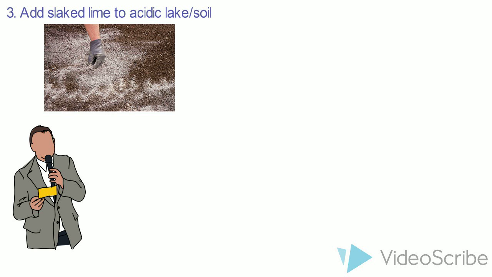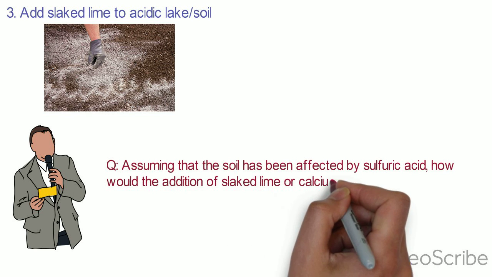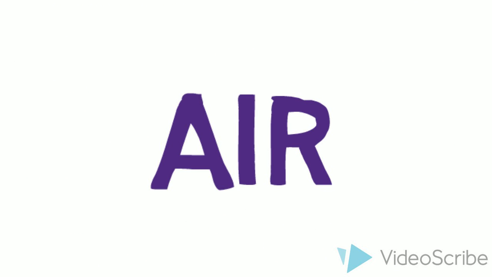So right now I have a question for you. Assuming that the soil has been affected by sulfuric acid, how would the addition of slaked lime or calcium carbonate help? Construct a balanced chemical equation for the reaction that is involved. And with this, we have come to the end of the online lesson on air.